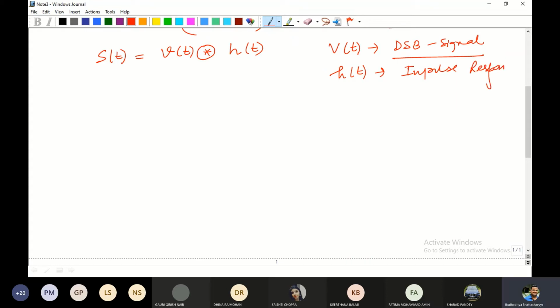Again, something which you might not be knowing: the impulse response of the sideband. So this h(t) actually represents all the frequency bands which are present in the sidebands, because you can observe that in case of VSB, we are allowing a portion of the unwanted band also to be transmitted together. So if I convert this into the frequency domain, with the Fourier transform, then S(f), the frequency domain representation, will be represented as V(f) multiplied by H(f).